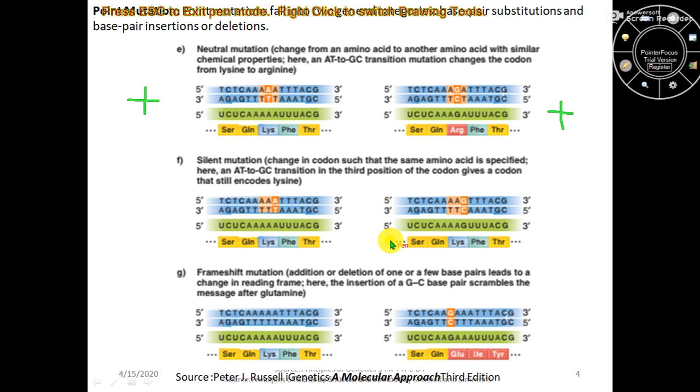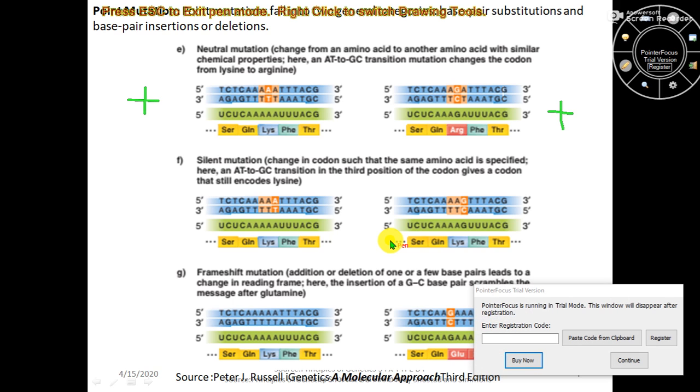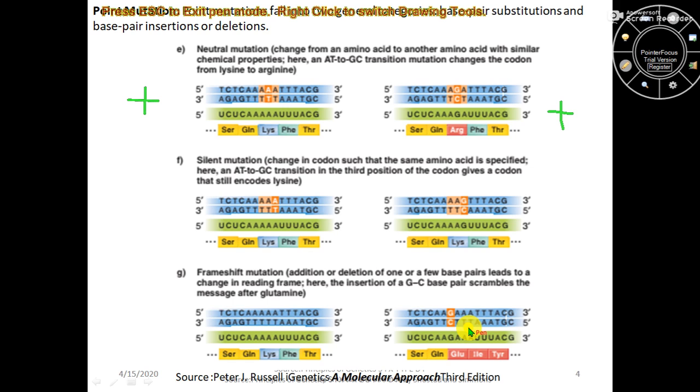What is this? One deletion or one insertion in the DNA sequence causes a shift of the frame of the codon, and a change in the amino acid sequence in translation. Here GC is inserted. The protein sequence is serine, glycine, lysine, phenylalanine, threonine, but after insertion of GC, the codons change, 3, 3, 3, 3, and produce serine, glycine, glutamate, isoleucine, and tyrosine. That is frameshift. The total frame is shifted from one amino acid sequence to another. Okay.